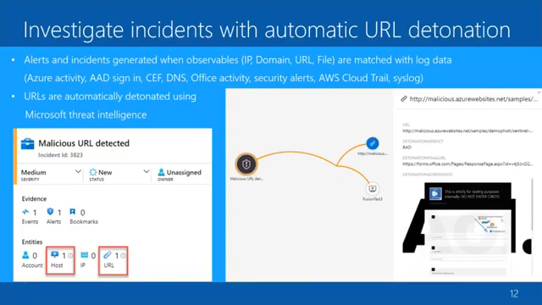All right, so we've covered getting threat intelligence into the product. We've covered where to find it once it's in. We've covered how to use it in analytics, which is the most common scenario. We've talked about URL detonation in the product, which uses Microsoft Threat Intelligence.